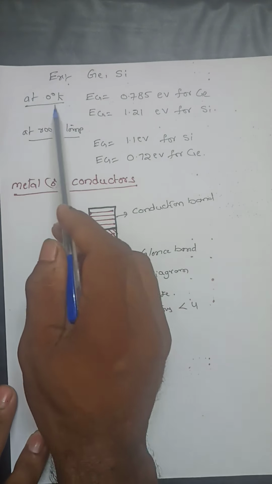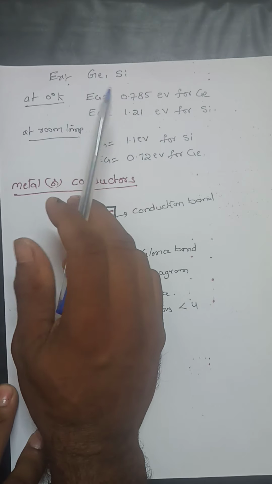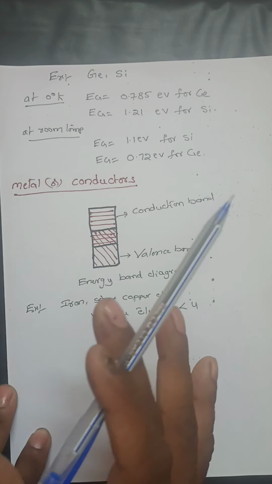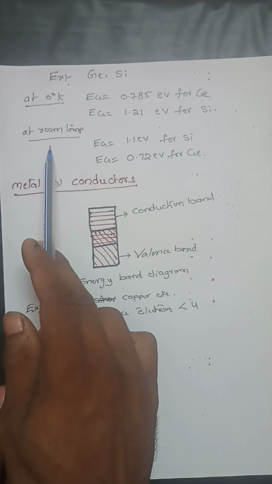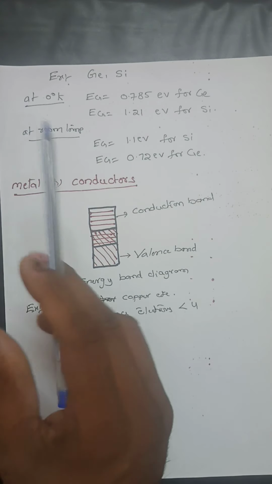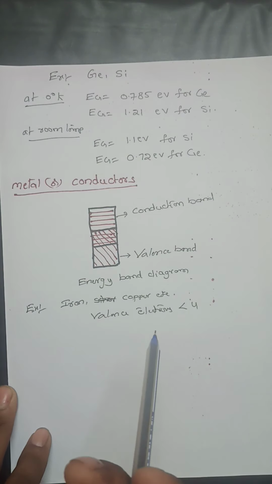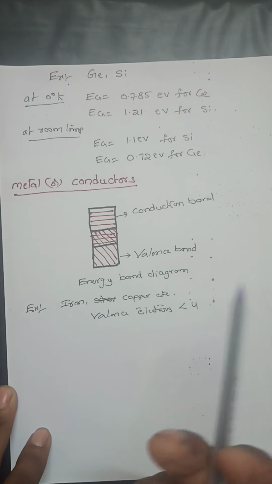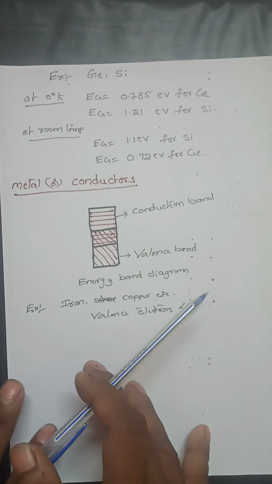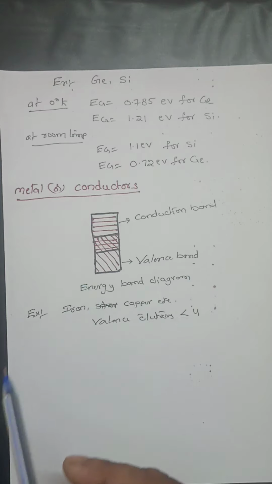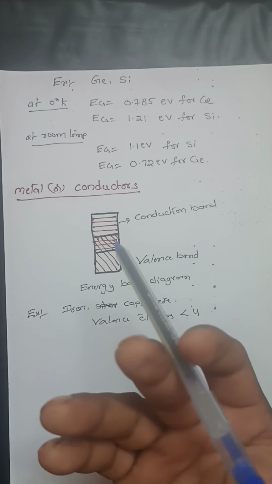Why? Because at 0 degree Kelvin there is no energy, and at room temperature, which requires energy, valence electrons acquire energy from thermal energy. So that's why, due to the thermal energy, these valence electrons easily jump into the conduction band.